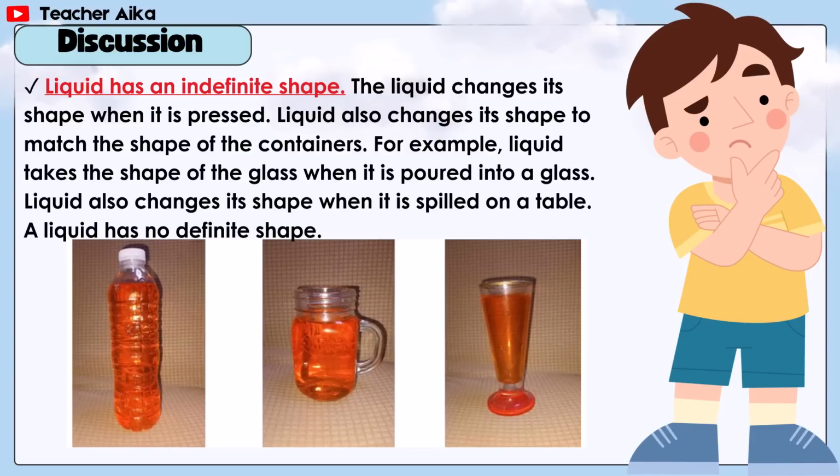The liquid changes its shape when it is pressed. Liquid also changes its shape to match the shape of the containers. For example, liquid takes the shape of the glass when it is poured into a glass. Liquid also changes its shape when it is spilled on a table. A liquid has no definite shape.